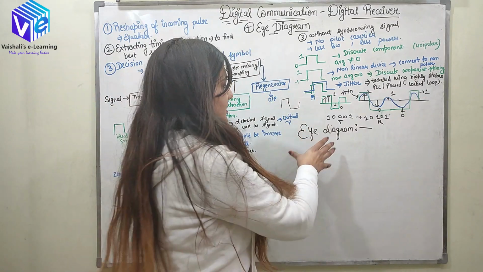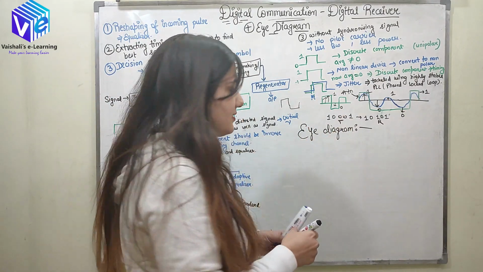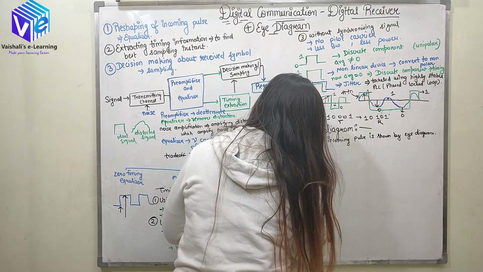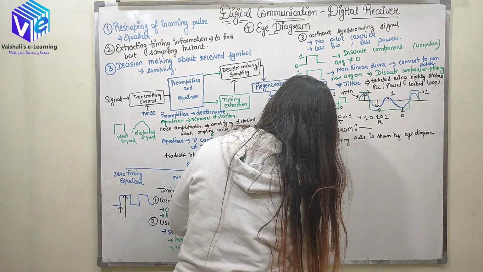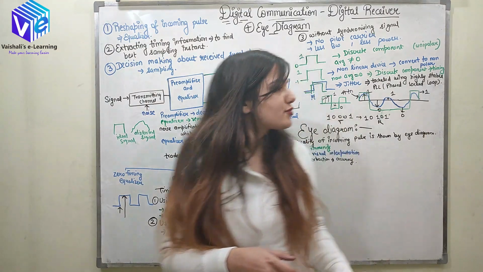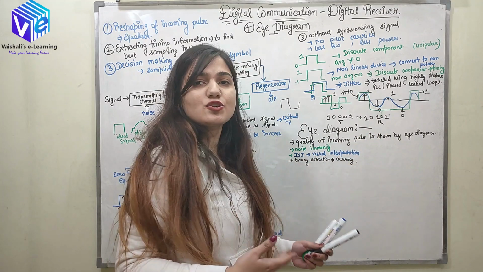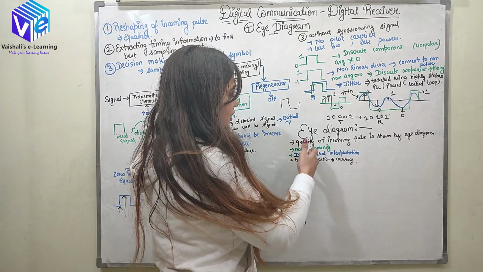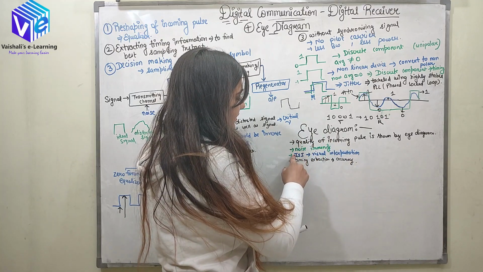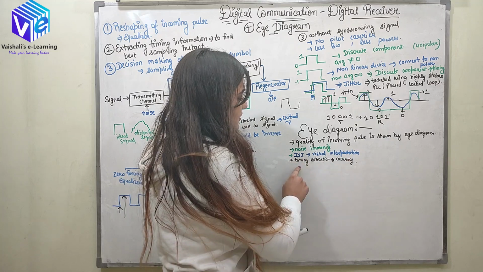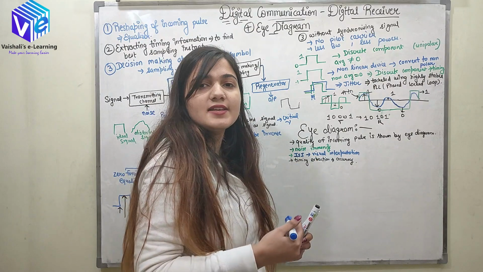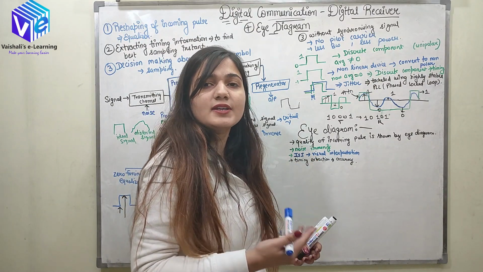So now we see with the help of the eye diagram what we can see. The quality of the incoming pulse is shown by an eye diagram. It is used to check the noise immunity, the inter-symbol interference, the visual interpretation of inter-symbol interference, and the accuracy of timing extraction. Now coming to inter-symbol interference, ISI is a broad term. So now we'll see what is ISI.